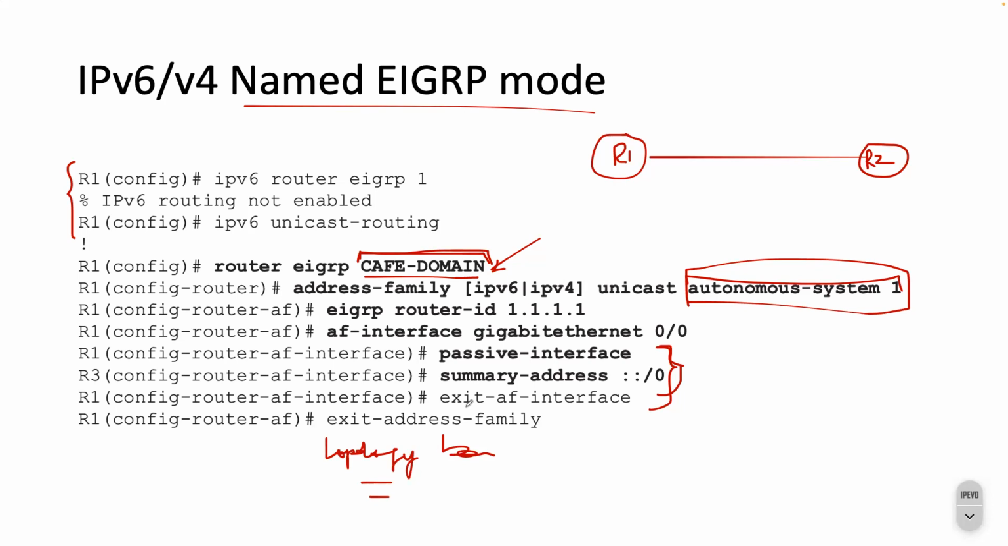Your hello and hold down timers are interface specific, so that configuration will come under this AF interface level. Your authentication will also be configured at interface level. We can configure authentication between these two devices, and we may not have similar authentication with the other neighbor. That's why authentication is also defined at interface level. So that configuration will also come over here.